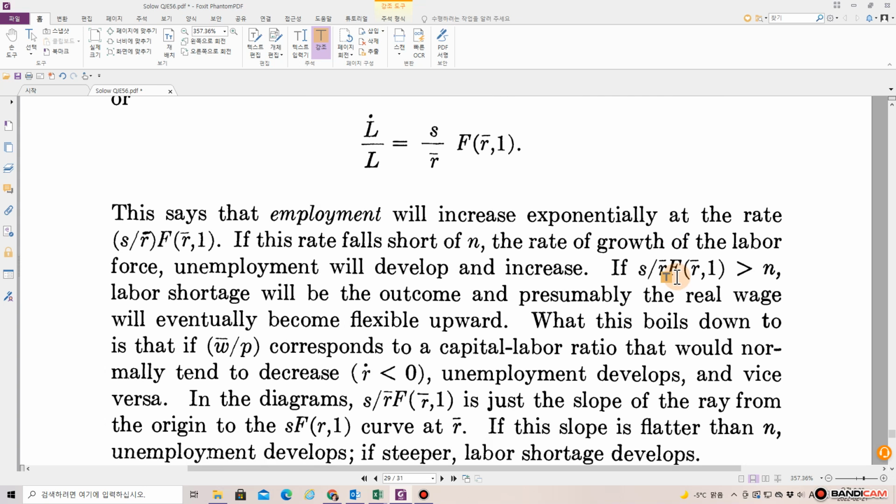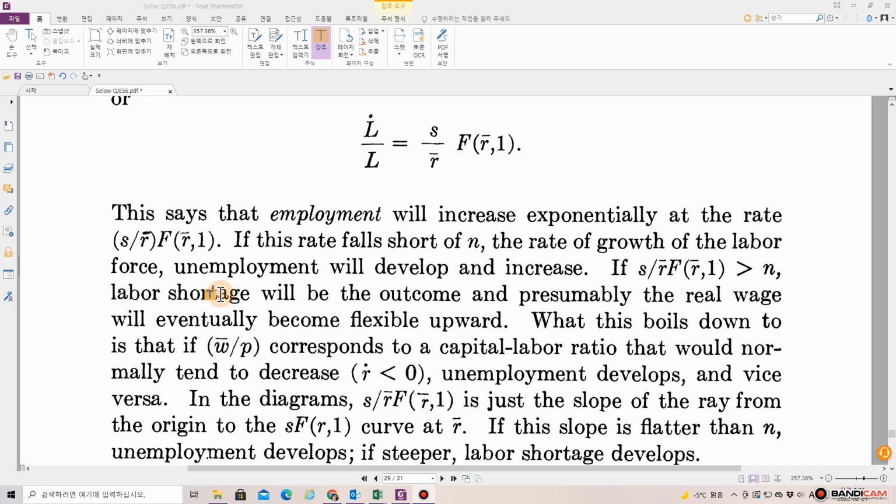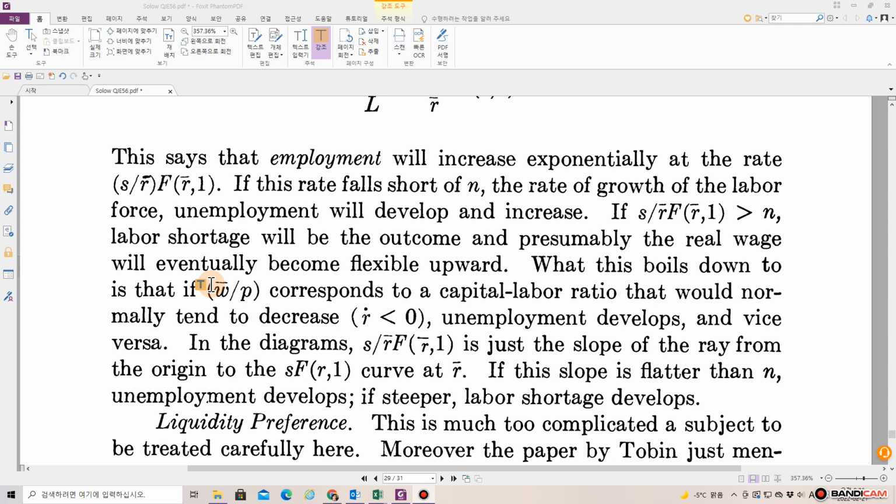This says that employment will increase exponentially at the rate S over R bar times F of R bar and 1. If this rate falls short of N, the rate of growth of the labor force, unemployment will develop and increase. If S over R bar times big F of R bar and 1 is greater than N, labor shortage will be the outcome, and presumably the real wage will eventually become flexible upward.